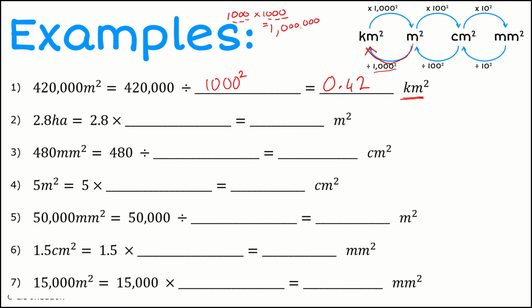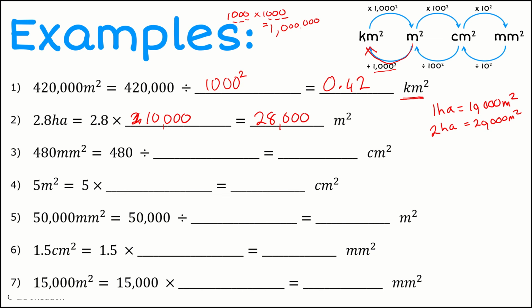The next one, we've got our hectares. 2.8 HA is 2.8 hectares of land. And remember, 1 hectare is equal to 10,000 metres squared. So if I had 2 hectares, that would be equal to 20,000 metres squared. If I've got 2.8 hectares, I'm multiplying that by 10,000, and that's going to be 28,000 metres squared.